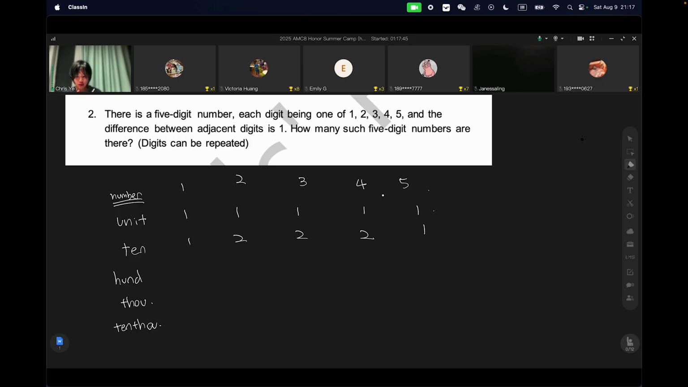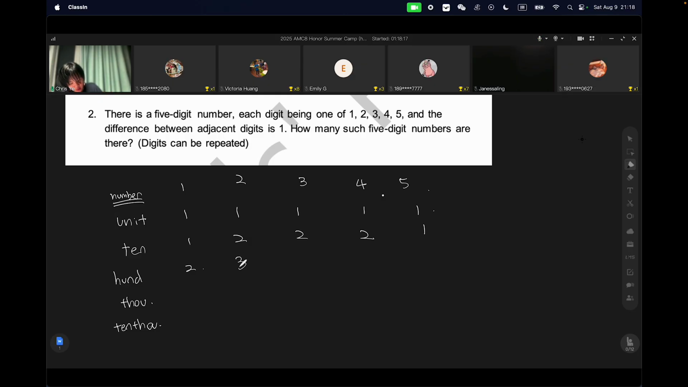Then next, the 100s digit. For the 100s digit, the 1 can only be next to 2, so that would be 2. That's because 1 and 5 can only be next to one number to be able to satisfy the condition that the difference between adjacent digits is 1. However, 2, 3, and 4, because those 3 numbers are in the middle, have 2 adjacent digits next to them that differ by 1. So therefore, they have more options to choose from.